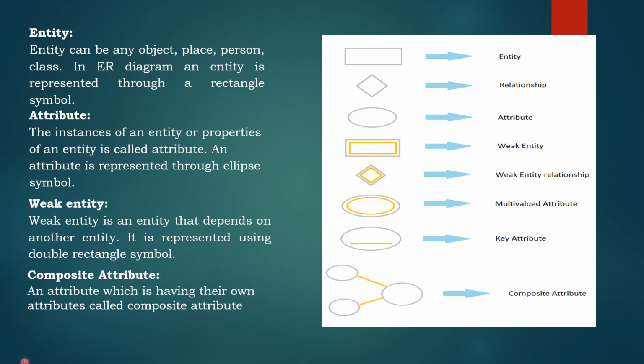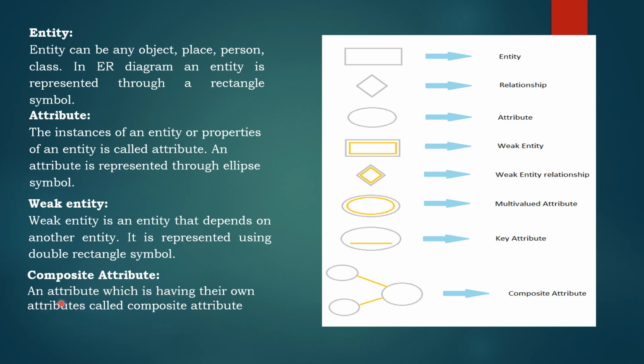Weak entity. Weak entity is an entity that depends on another entity. There is no exact value for that entity. It is always depending on the other entity. It is represented using double rectangle. For example, your debit card number is always depending on your account number. Only with a debit card number, we cannot access your account except your account number. Such entities are called weak entities.